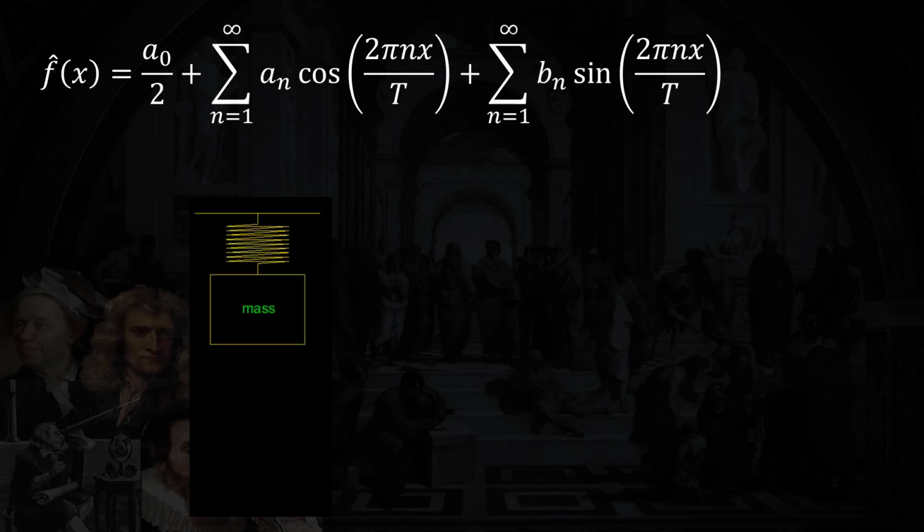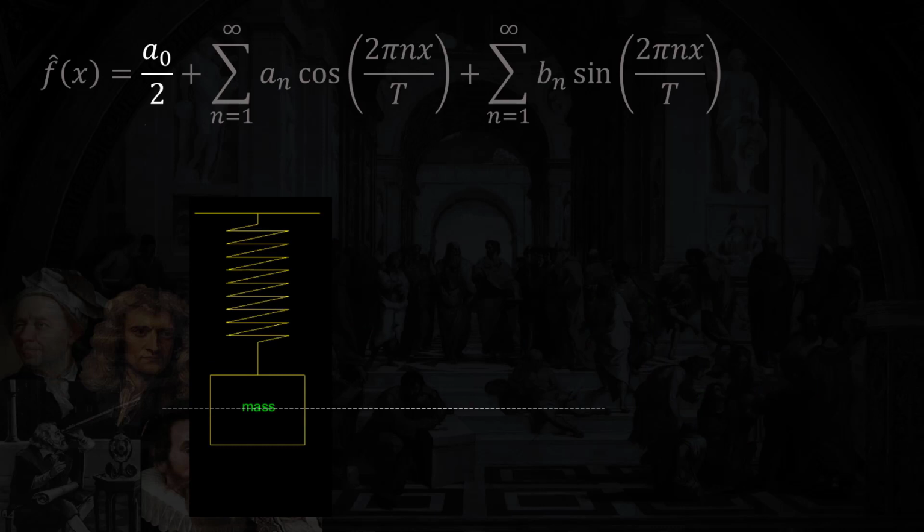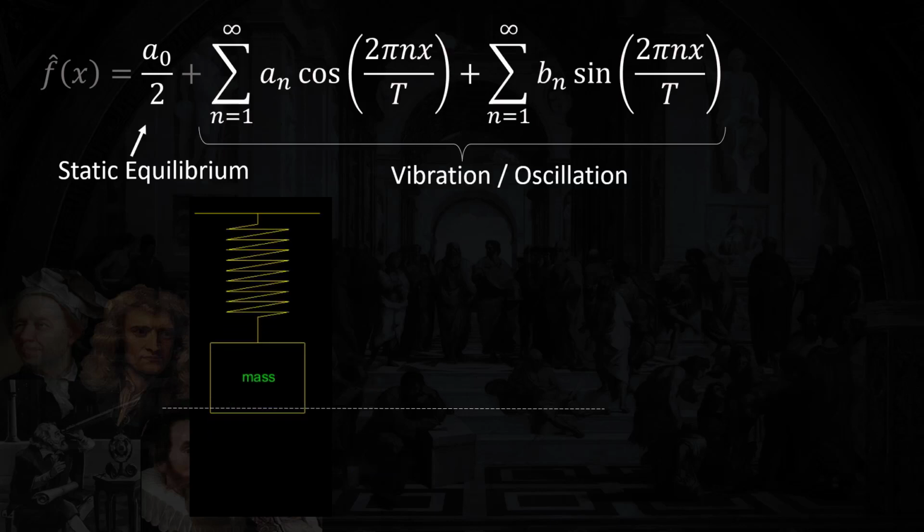Another example is this mass with a spring attached. When it is released from the top and reaches its point where the force of the spring and the gravity pulling the mass are in balance, the constant represents this point where static equilibrium is achieved, and the vibration happens about this point, represented by the AC term of the Fourier series.